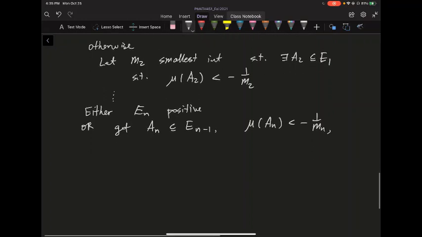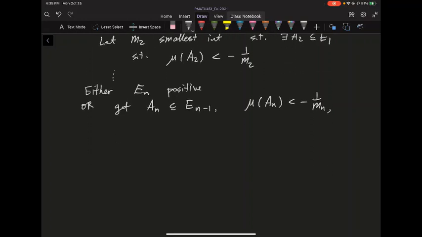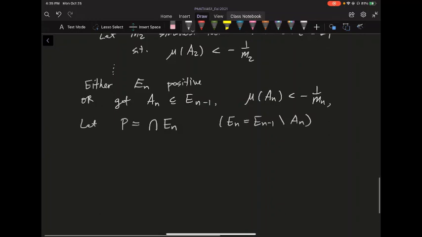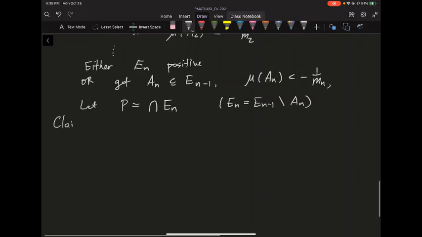Okay, so I now have the sequence. All right, so now let's let the following. Now I have this En, where each time I'm taking off these An parts. So let's let P be the intersection of all of these En. Here recall En is essentially just En minus 1 take away the An. So it's a decreasing chain of sets, and I take their intersection. This set is certainly measurable. Now my claim is that this P is the positive set that I'm looking for. So let's claim P is positive.